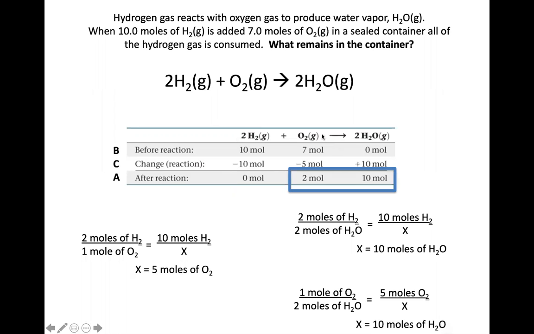And then if I were to see what do I end up with, I had a certain amount before, it changes, and I see what I'm left with at the end. So this is me tracking one through where I had a limiting reactant. I finished up the H2, it went all the way down to 0, and I had some of the excess reactant, the O2, left over.